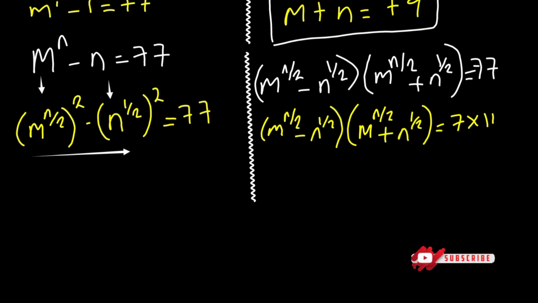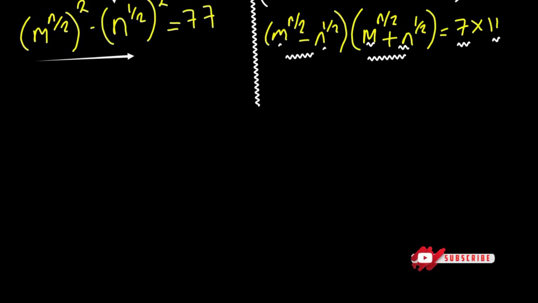Now, from close observation, we'll see that this added term must be greater than this subtracted term, because m and n are exactly the same. So when we add them together, they must be greater than when we subtract them. So therefore, we can now compare this added term to 11, and we can compare the subtracted term to 7. So now let us equate them. And when we equate them, we are going to form a simultaneous equation.